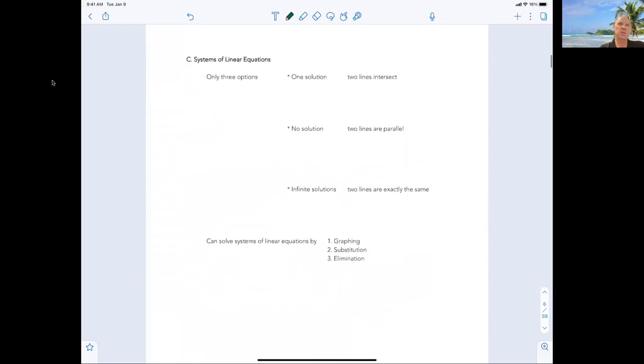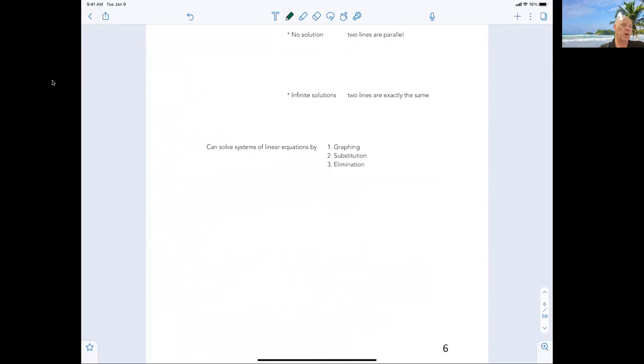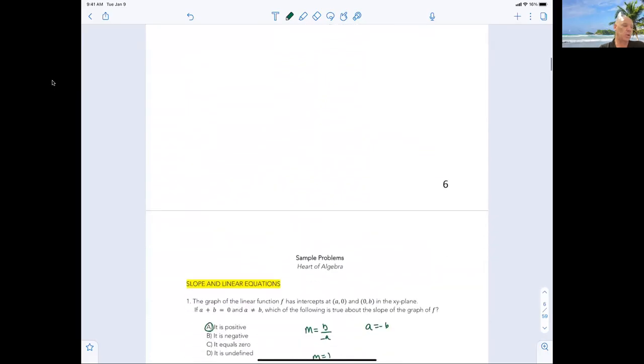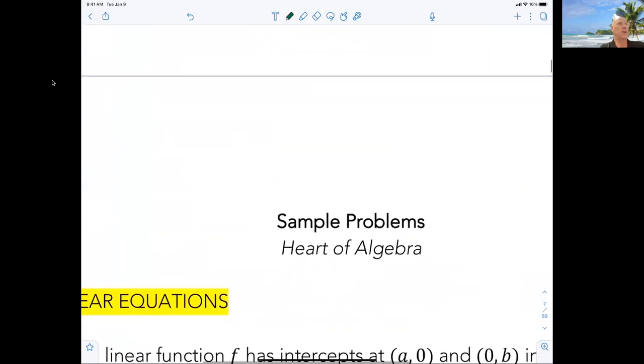Systems of equations is a super important topic. And of course, we do graphing, substitution, elimination. You have to do all the different topics. So now, sample problems, heart of algebra.